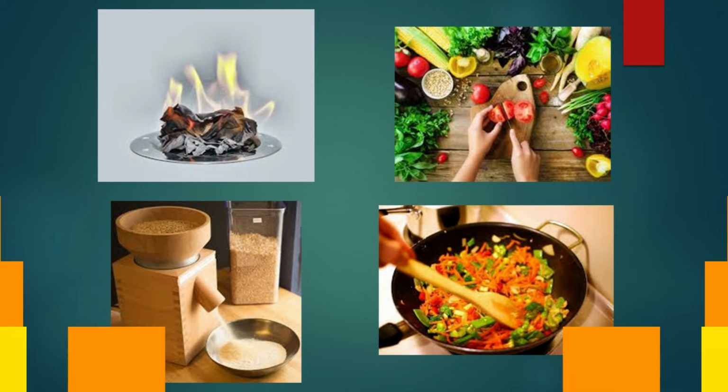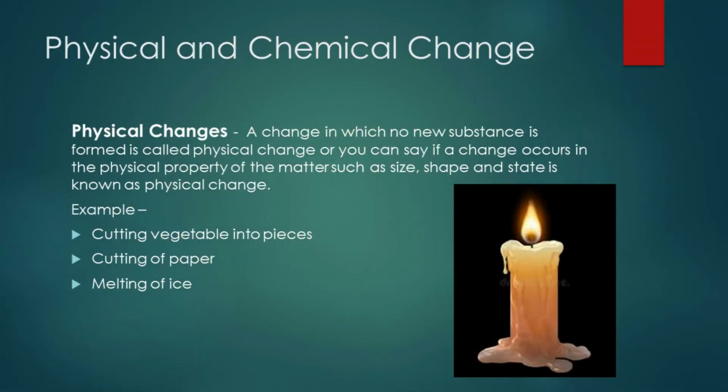Now, like that, physical and chemical change is also there. A change in which no new substance is formed is called physical change. Or you can say, if a change occurs in the physical property of matter, such as size, shape, and state, it is known as physical change. Now here the same examples will be there, but you have to put them into the correct category. Cutting vegetable into pieces.